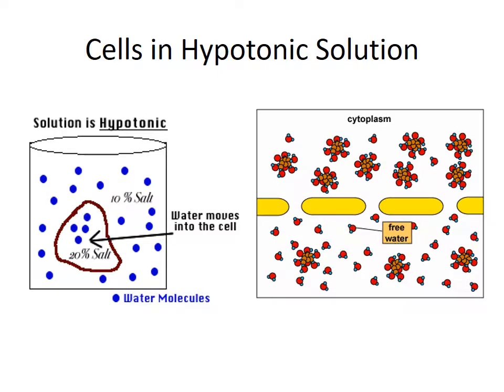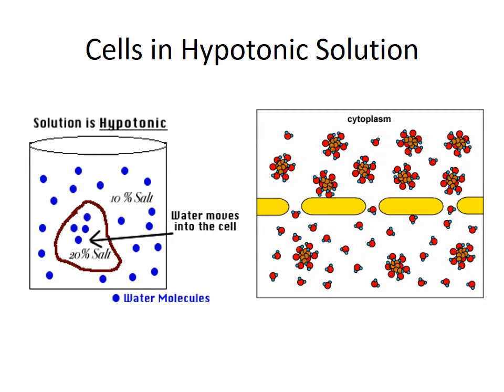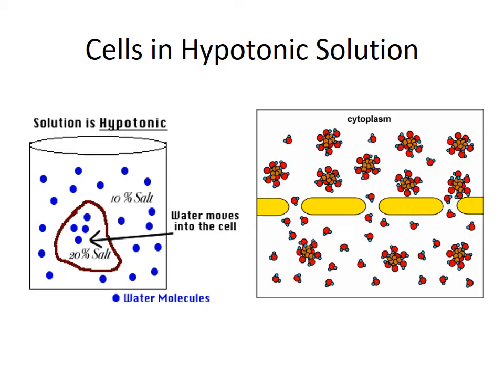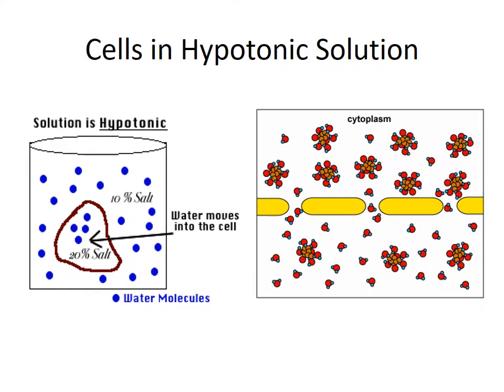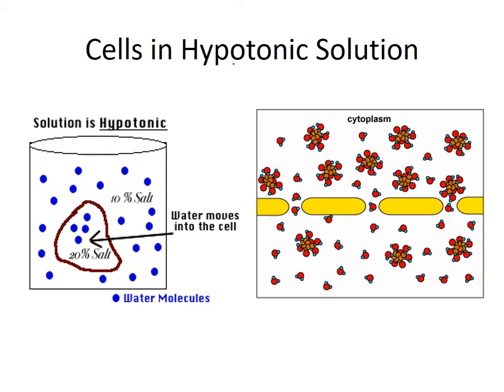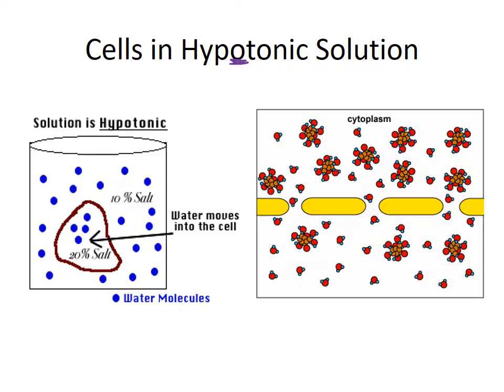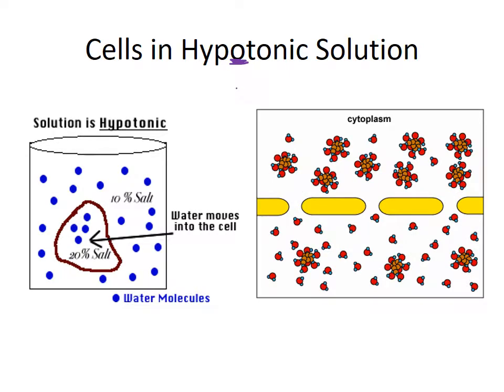The next type of solution is the hypotonic solution. In a hypotonic solution, there's a lot less solute outside the cell than there is inside the cell, so water gets sucked into the cell. The way I remember this one is based on the O in hypotonic. An O looks like a water balloon. And when you fill a water balloon up too high, it bursts. So hypotonic has an O, and O looks like a water balloon.